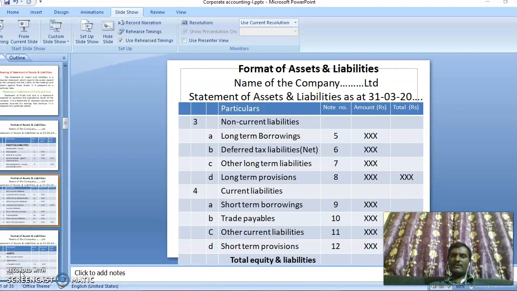And the fourth important component under equity and liabilities is current liabilities. Here we have four important subsections. One is short-term borrowings.